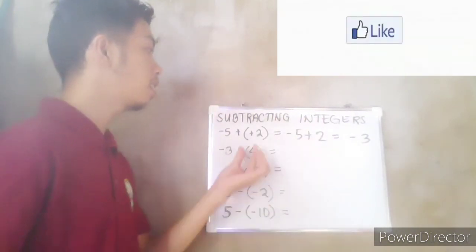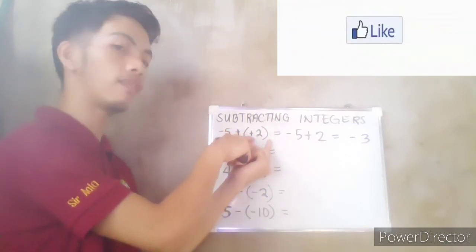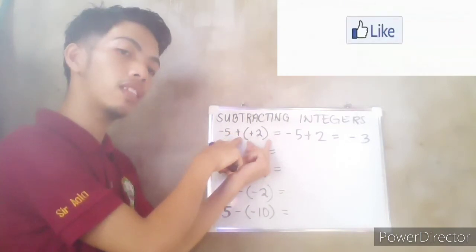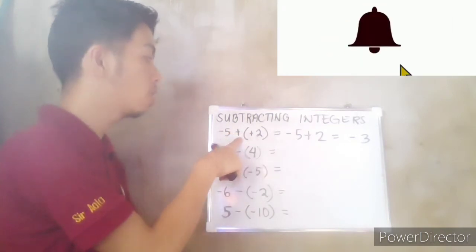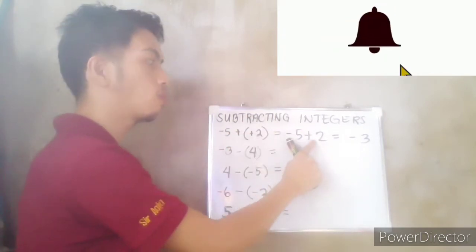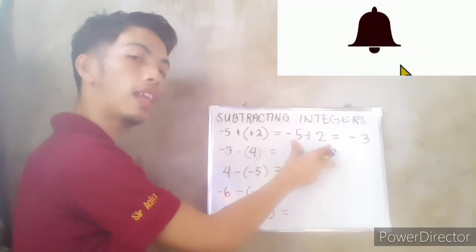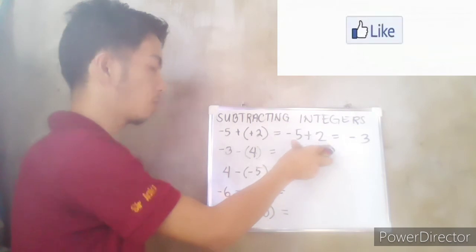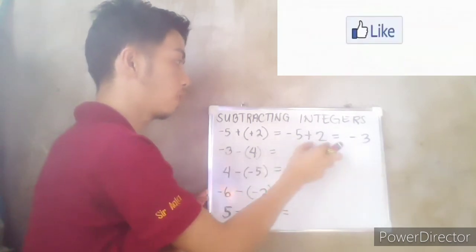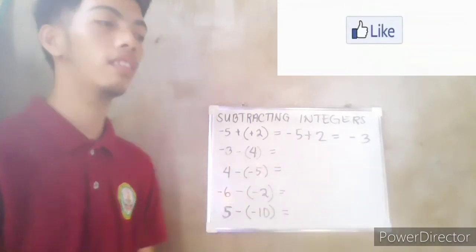Again, change the sign of the subtrahend. Kanina, ito ay negative. Ginawang positive. Ito'y kanina ay minus, naging plus. Okay? So, ang nangyari, nire-write ko lang, negative 5 plus 2. So, that would be negative 3. Sinunod ko ang rule ng addition of integers. So, get the sign of the bigger absolute value, negative, and subtract 5 minus 2, 3. So, ang sagot dito ay negative 3.